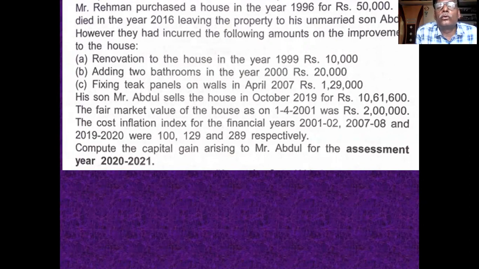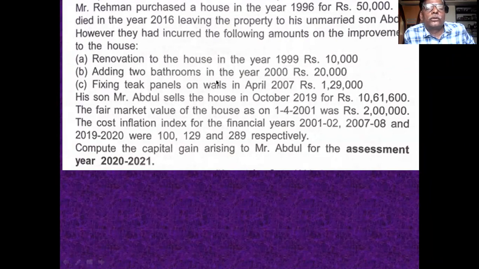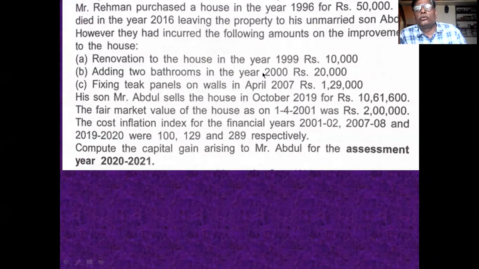This is before 1/4/2001. Whatever improvement cost is given in the problem before 1/4/2001, you have to ignore. Remember this. Clear? Then second, adding two bathrooms in the year 2000 for rupees 20,000. In the year 99 there is some renovation, I agree. In the year 2000, two bathrooms were constructed inside the house.